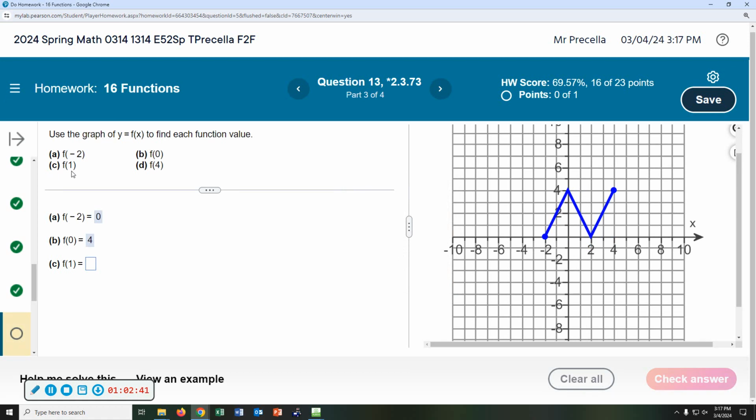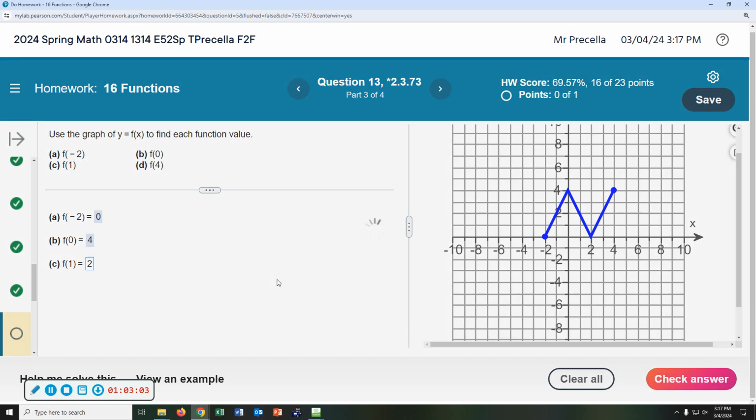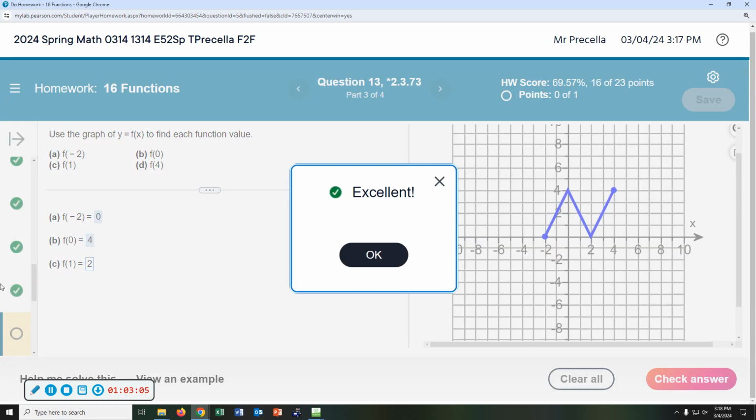Part C is f of 1. When x is 1, what's the y value? Move the cursor back so I can see where you are. Okay. Is it 2? When x is 1, the y value is 2. I agree. Well, how do you know it's not 1.999999, something that looks just like 2? Well, you don't. You just have to assume it's going to be an integer.